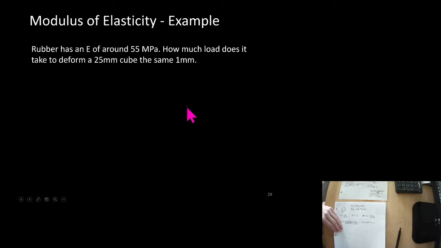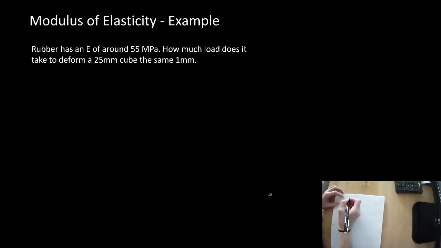Let's do another one with a blob of rubber instead. So if we said that that same cube of 25 by 25 by 25 has an E of 55 MPa, how much load does it take to deform it 1 millimeter?